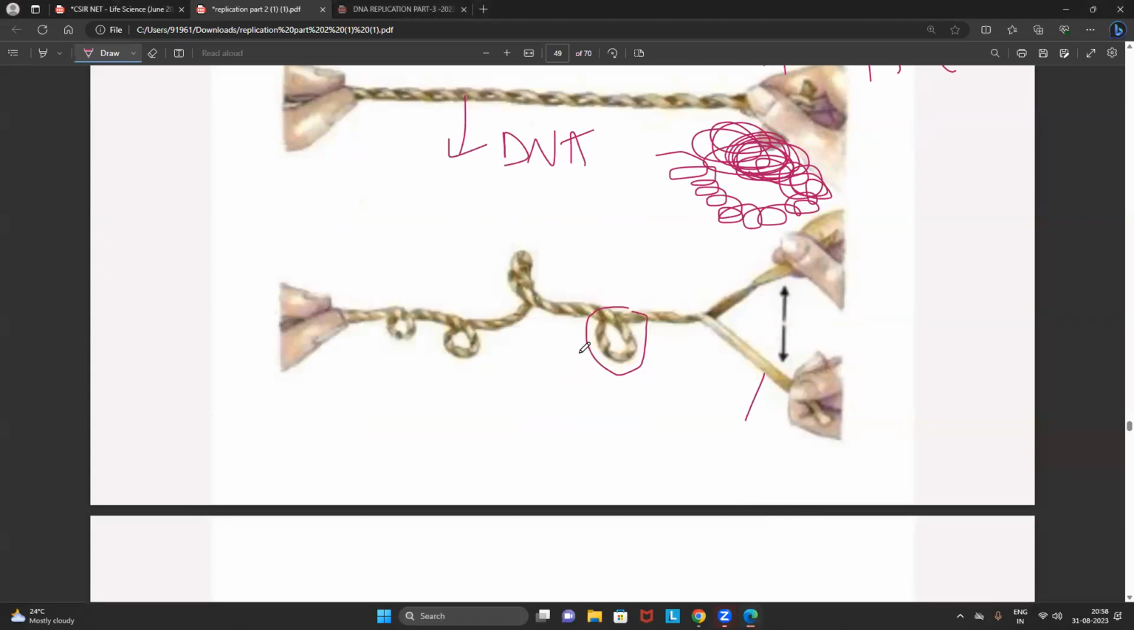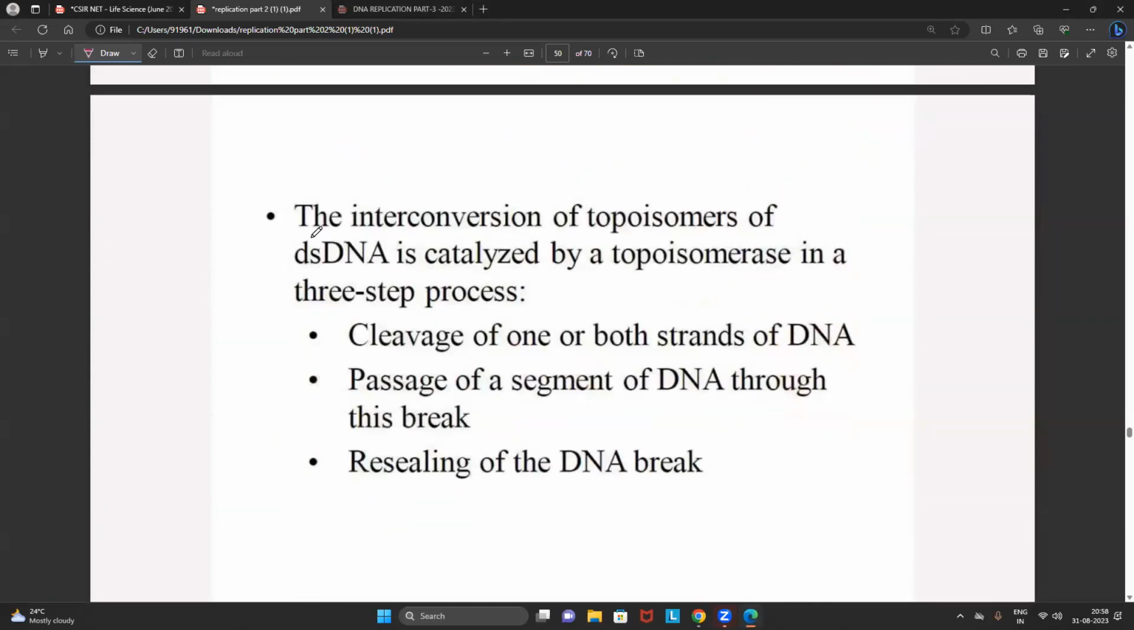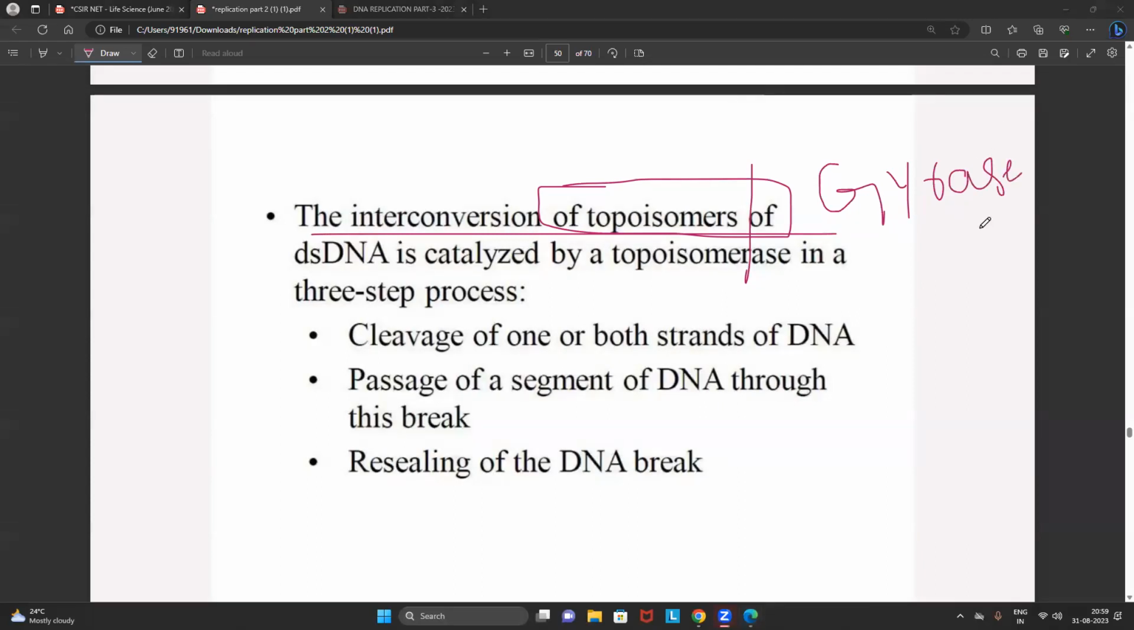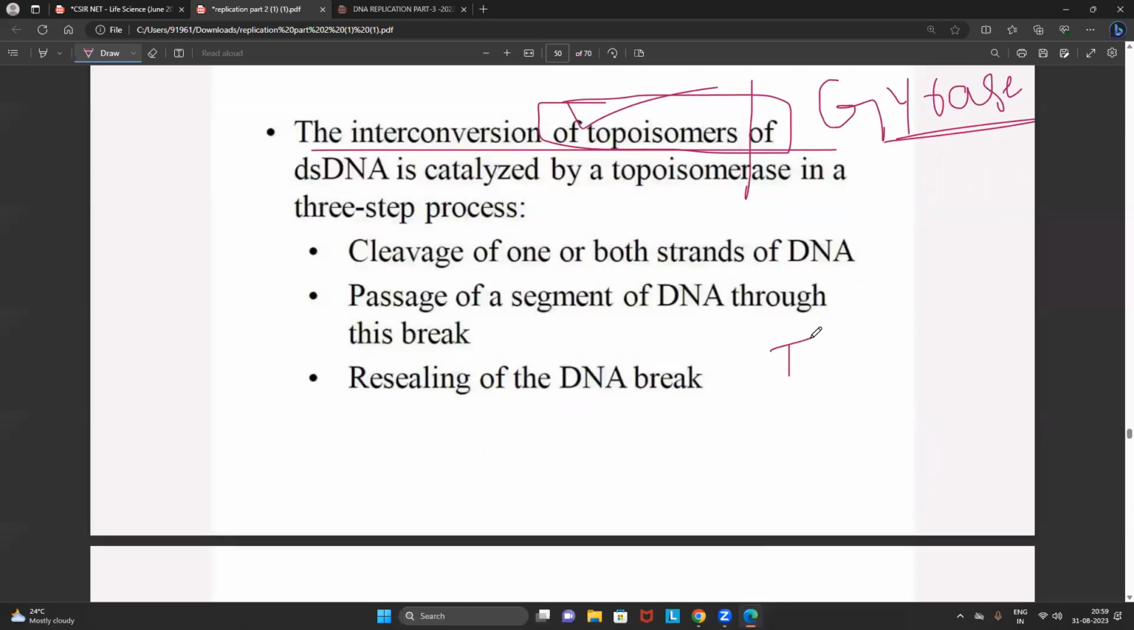Then this can be cut by a versatile enzyme, that is the topoisomerase enzyme. In case of prokaryotic organisms, we call it gyrase, but in case of a eukaryotic organism, you call it topoisomerase only. There are a total of 2 topoisomerases. Whatever information I am telling you, friends, remember as it is. Okay, topoisomerase 1 and topoisomerase 2.